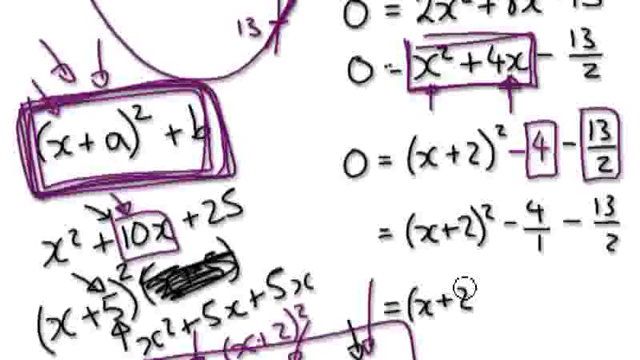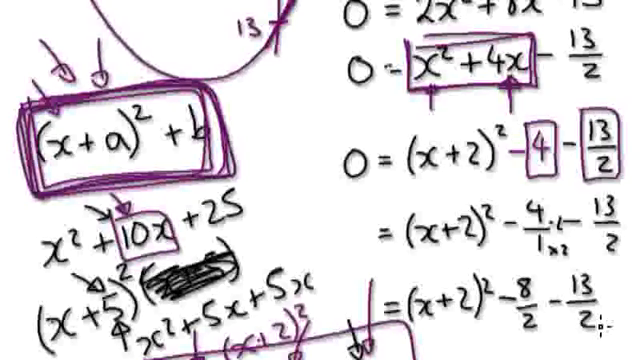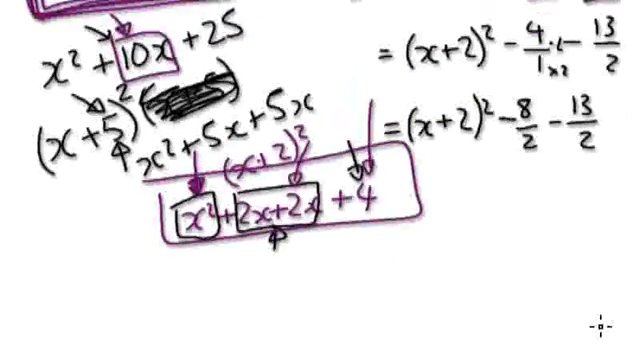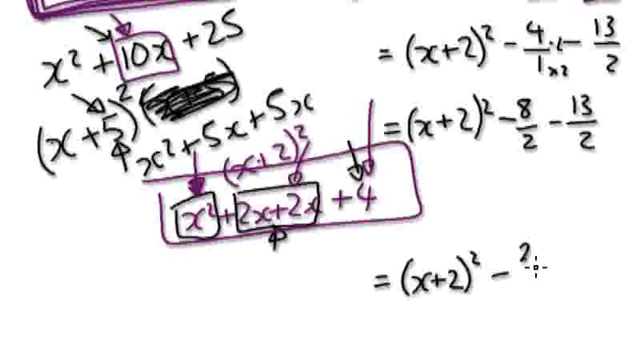Hang on. Plus 2 squared. And then times top and bottom here by 2. Okay, so that becomes minus 8 over 2 minus 13 over 2. Okay, now it's just a matter of tidying up. So this becomes x plus 2 squared, and then minus 8 minus 13. So that would be minus 21 over 2.